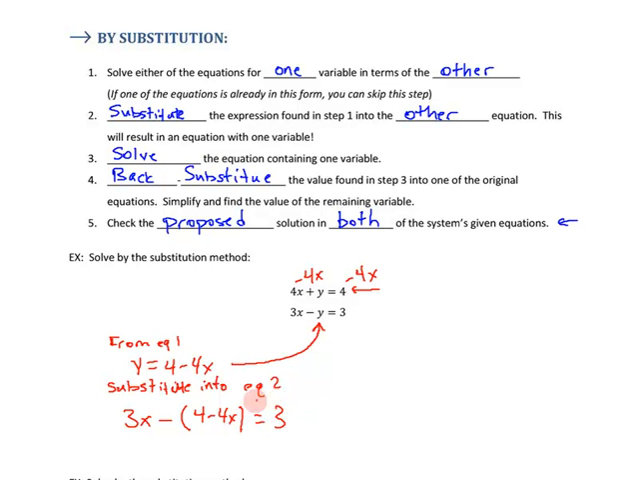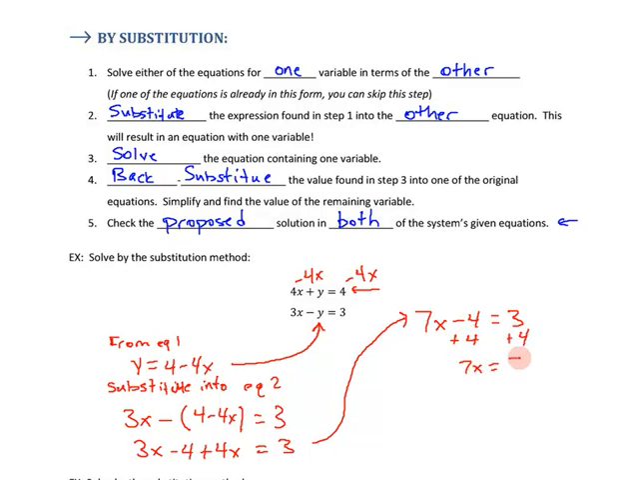Notice how now we only have one unknown. We have the x. So I can now solve this for x by simplifying both sides. That means distribute the minus sign. So I have 3x minus 4 plus 4x, because minus 4 is minus 4, minus a minus 4x is plus 4x, equals 3. Let's combine like terms. So on the left hand side I'll have 7x minus 4 is equal to 3. Now to get the x by itself, I'll add 4 to both sides. I get 7x is equal to 7. Divide off the 7, I have x is equal to 1.